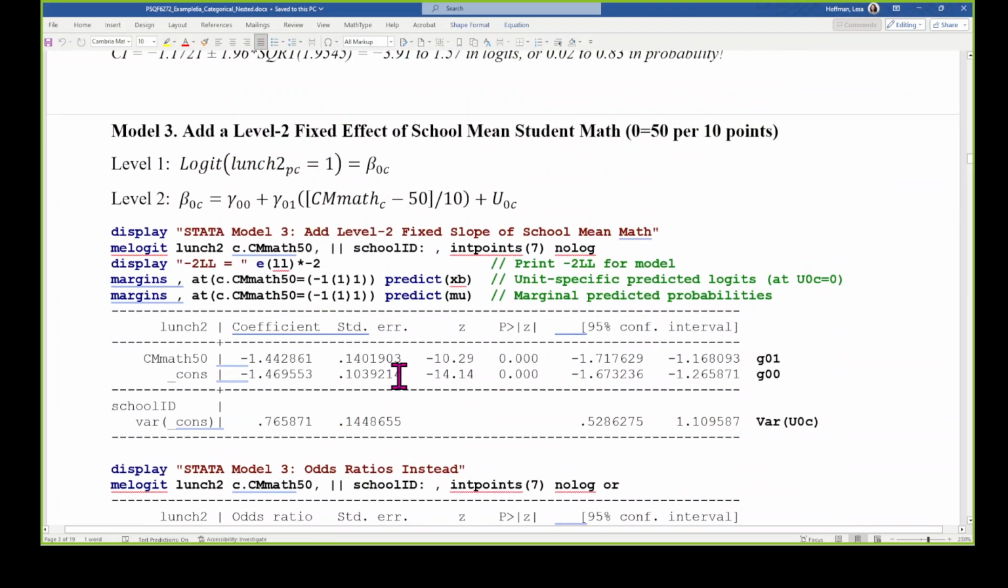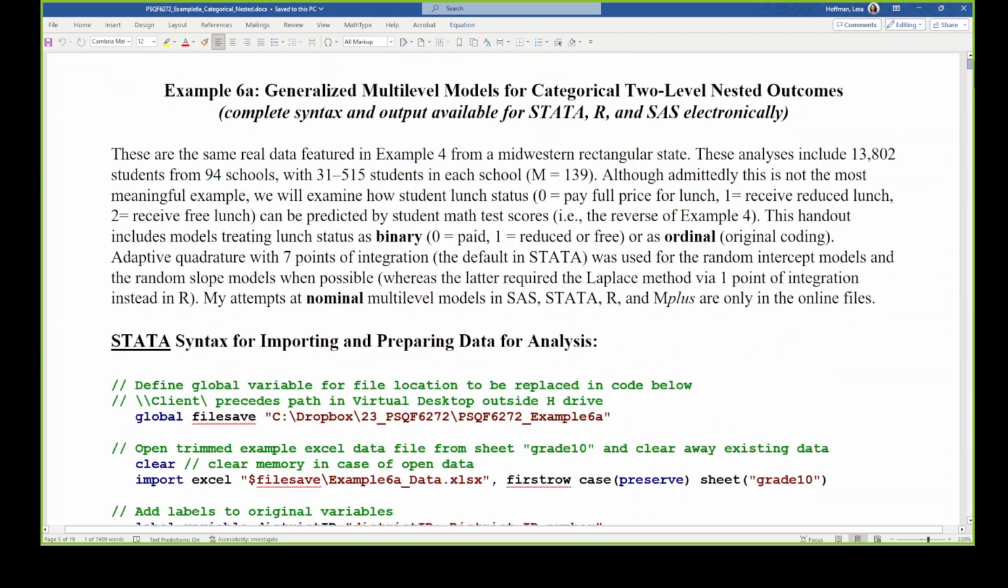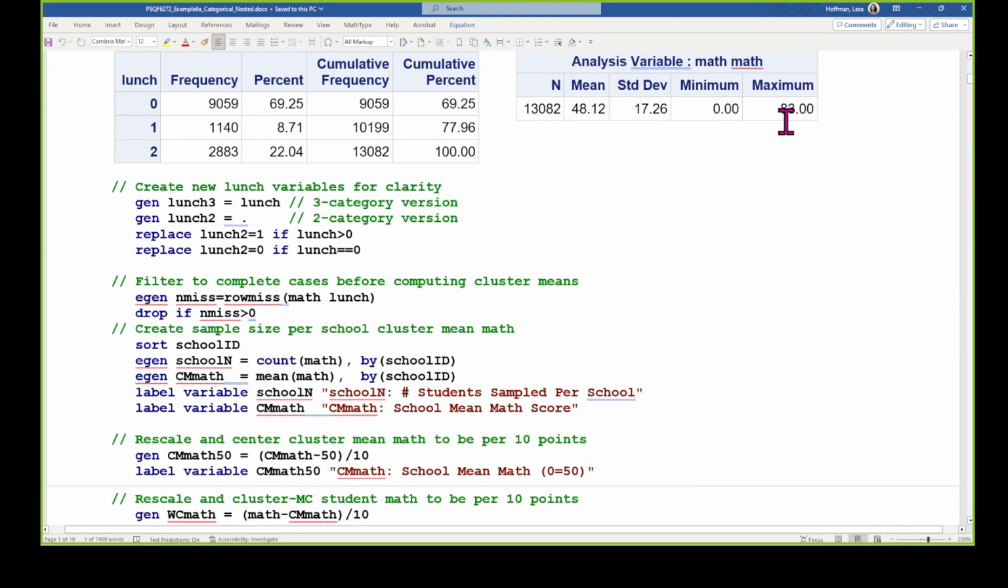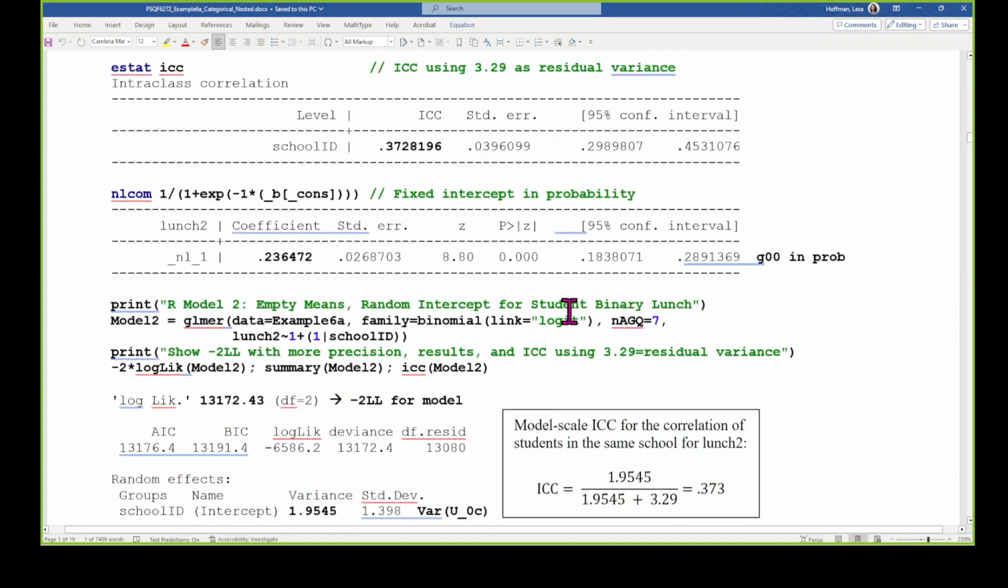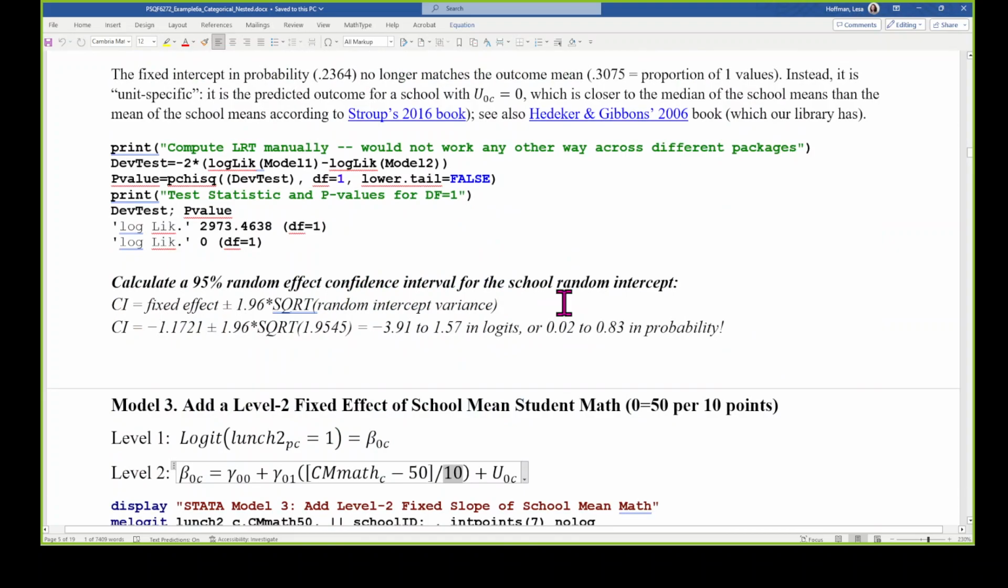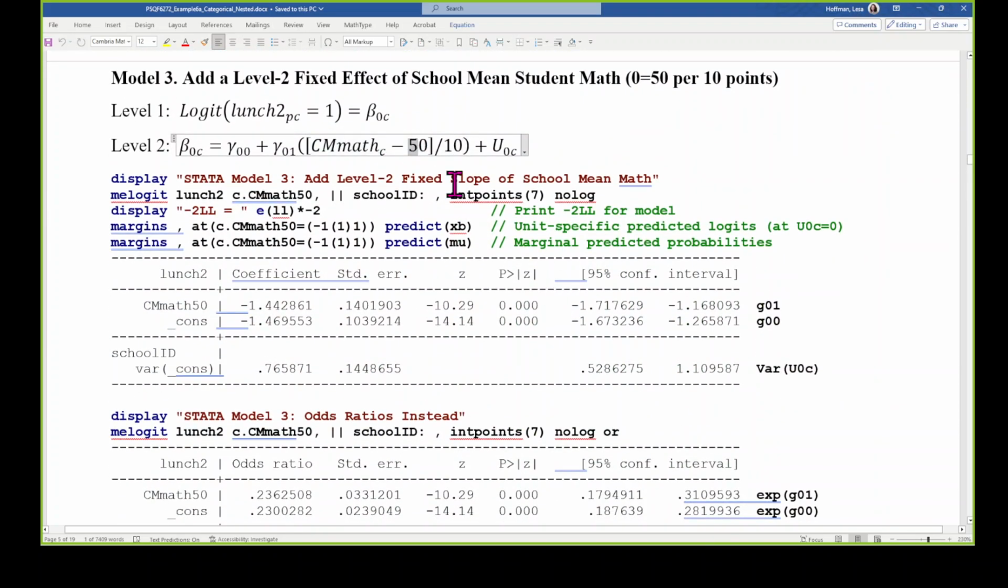First thing I'm going to do is throw in school mean math as a level 2 predictor, which I centered and rescaled. So I subtracted 50 because that was near the mean of the variable, and then I decided to divide by 10 because the numbers were getting too small otherwise. Math in its original form ranged from 0 to 83. If I left it like that, I would be predicting the change in the logit for a 1-point increase in math score, and that's going to be a very tiny number. So to try and make the estimation go a little bit better, I divided it by 10. So then the coefficient is going to be per 10 points in math. Reference school having a score of 50.